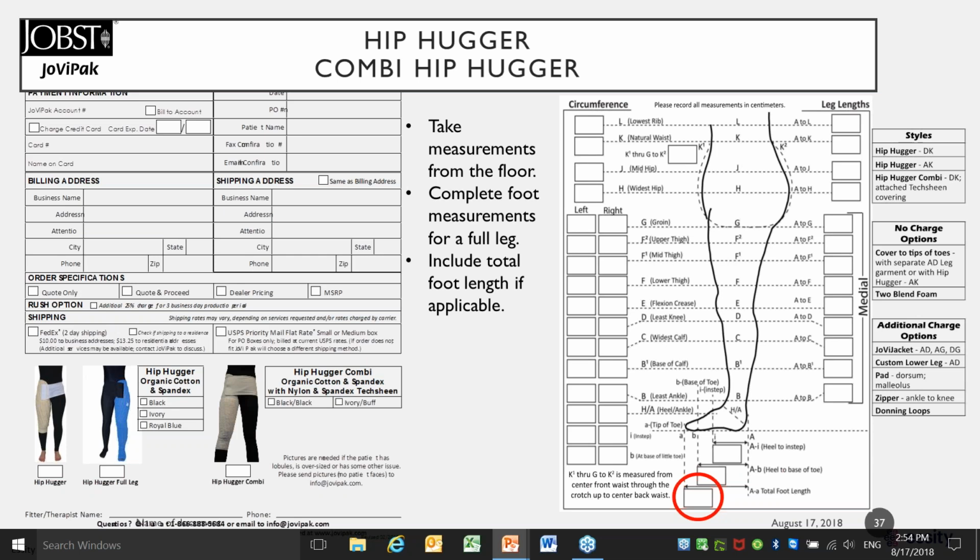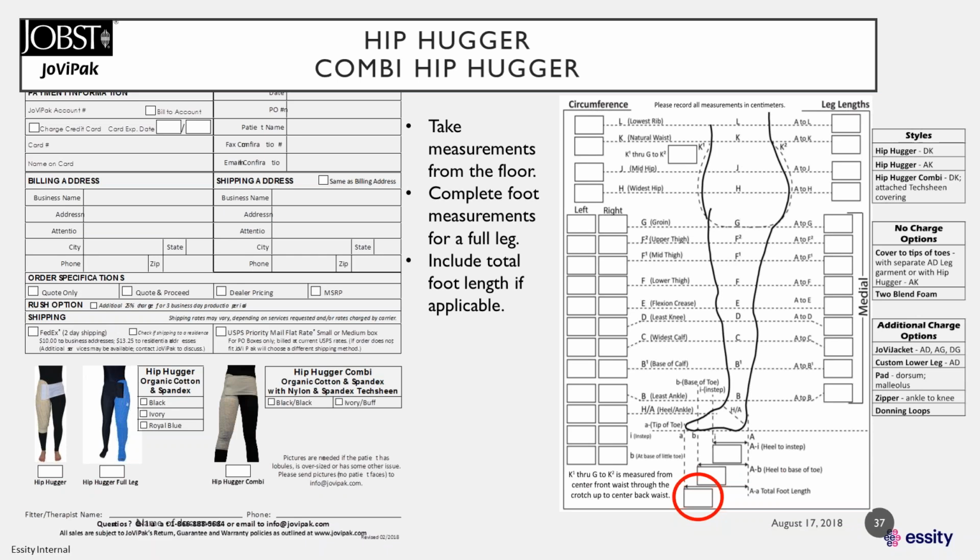Be sure to add your no charge options to cover the tips of the toes or back. And if you need a Jovi jacket, certainly you can add a dorsum pad or a pad behind the knee. Zippers certainly can be added, and donning loops. And of course, those are additional charge options.